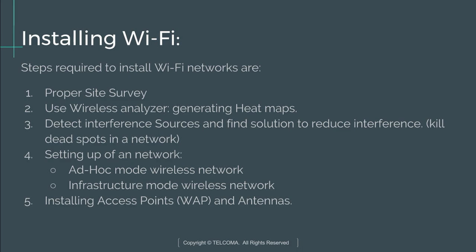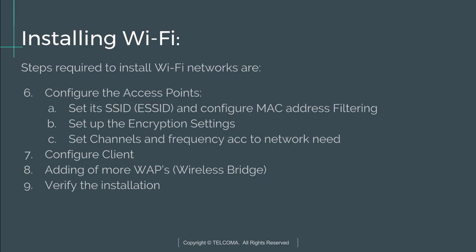The next step, we will install the wireless access point and antenna. By analyzing the area for locating the wireless access point, we then install the access points and the antennas, like omnidirectional, unidirectional and patch antennas, according to the need of the wireless network. In the next step, we will configure these access points.